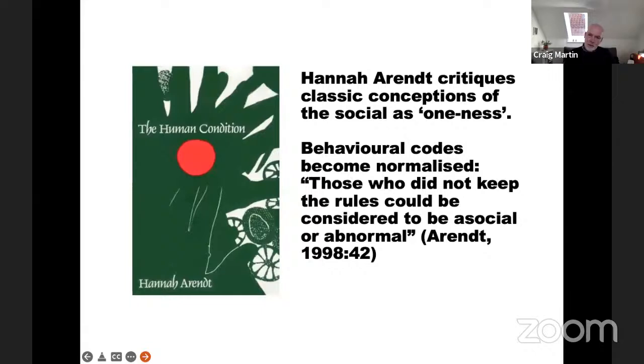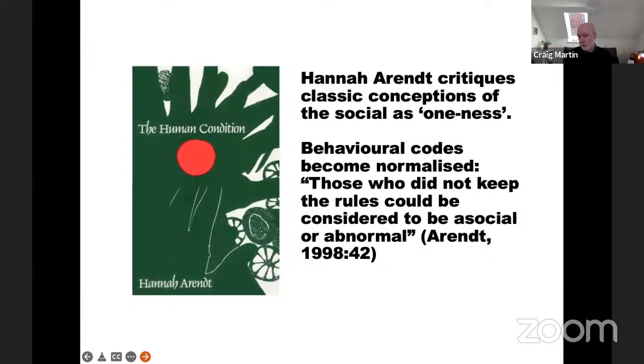So one of the things that Arendt was talking about in this book was how the idea of society has been constructed. What she does in the book is really critique some of the classic conceptions of how the social has been conceived. She argues that traditionally society, and how we think of the social, has been conceived, as she calls it, as a sort of form of oneness. That is, there is one type of society, and there are particular codes and behaviours that become normalised.